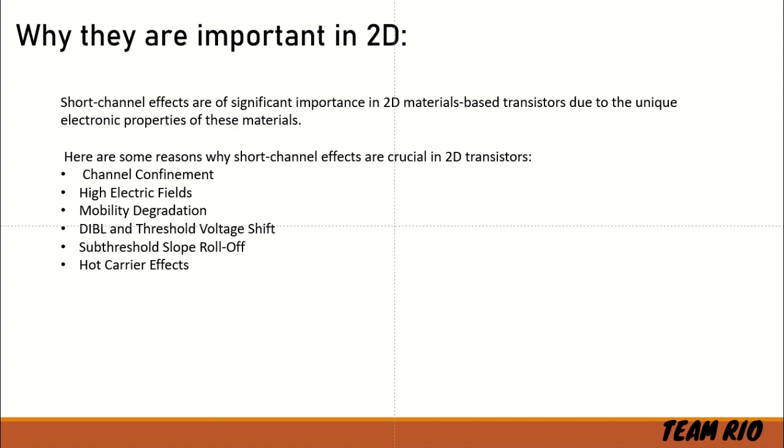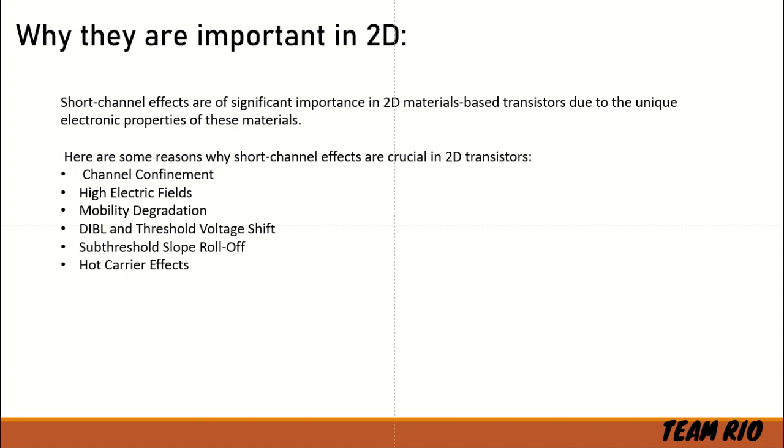Channel confinement. The nature means that channel length is getting short. While the channel length approaches nanoscale, short channel effects become more pronounced. High electric field. 2D materials have a high carrier mobility in short channel devices. And mobility degradation. In short channel 2D transistors, carriers experience more scattering events due to interaction with the substrate and their channel edges.